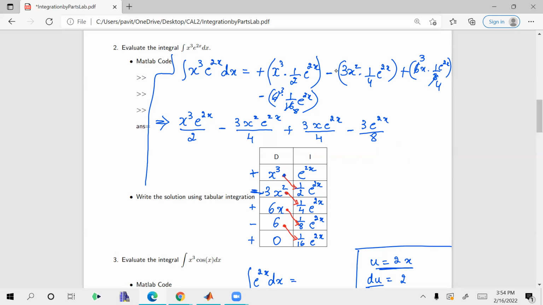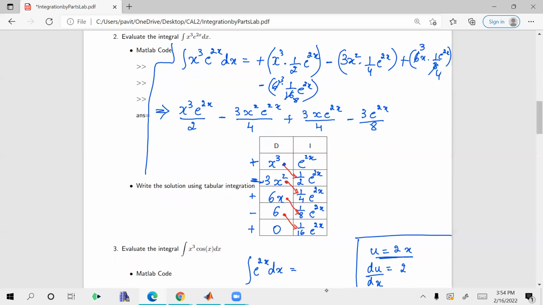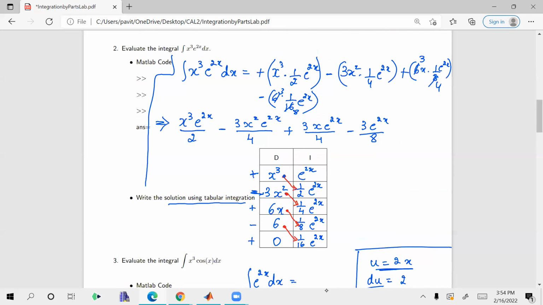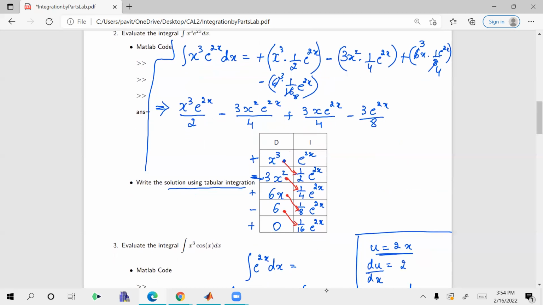So this was about problem 2. This is how you calculate or write the solution using tabular integration. Do you want me to wait for a while until you make a note of it? And if you did not understand any step here, it might be too simple, please ask me, I can explain that step.